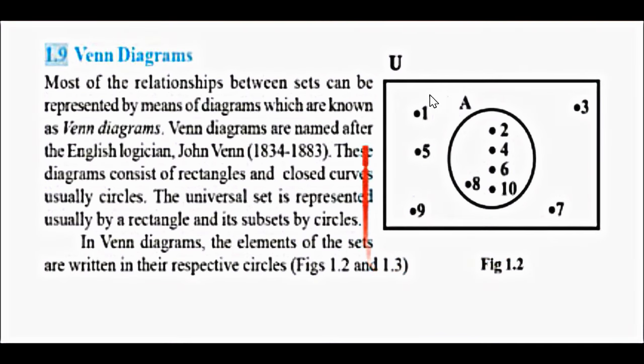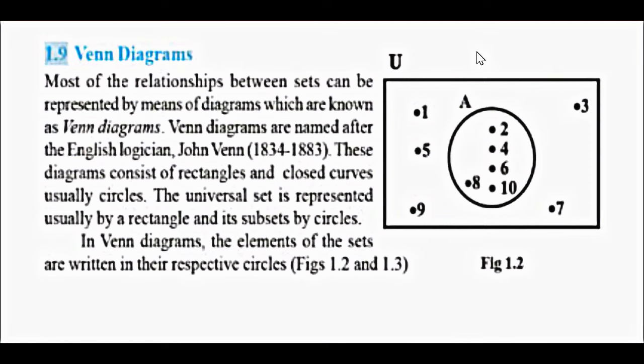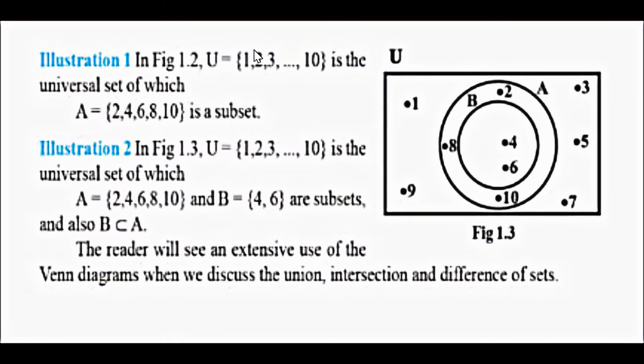The universal set is represented by this rectangle, as you can visualize here. In this Venn diagram, the elements of the set are written in the respective circles where they belong. For example, this is just an illustration. First, in this figure, the universal set is 1 to 10. All these numbers lie in the universal set.